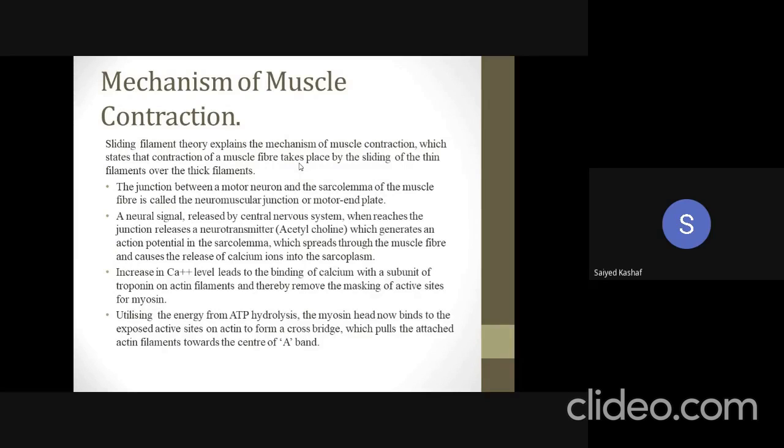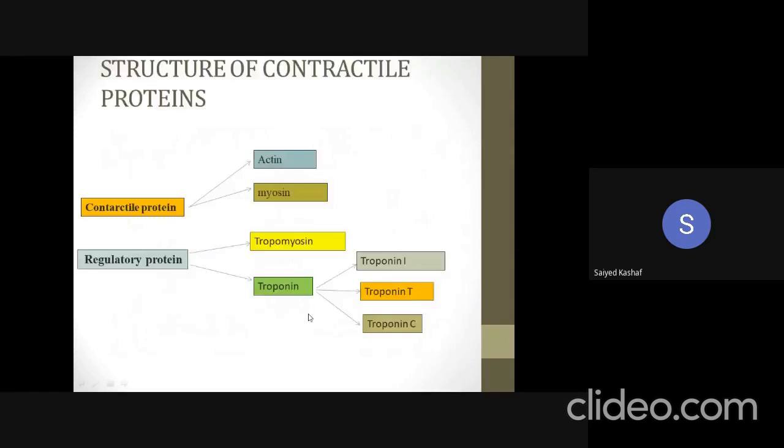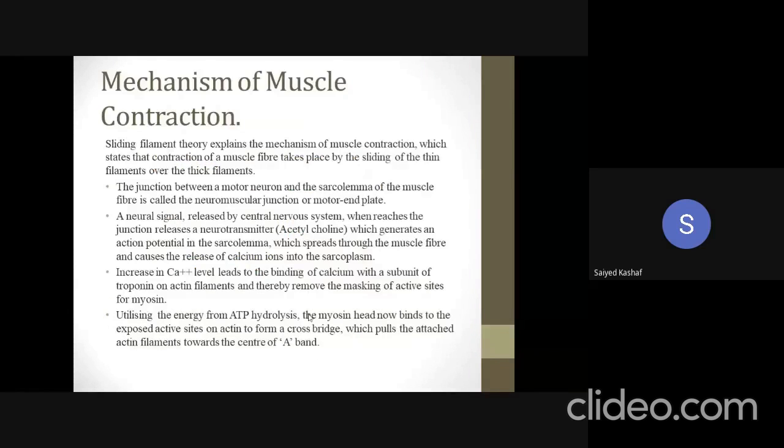So the sliding filament theory explains the mechanism of muscle contraction, which states that the contraction of the muscle fiber takes place by sliding of thin filament over the thick filament, right? You can see here, when this thin filament slides completely over the thick filament, the contraction will take place and ultimately results in the shortening of the length of the sarcomere, right? Now, how does this process take place?